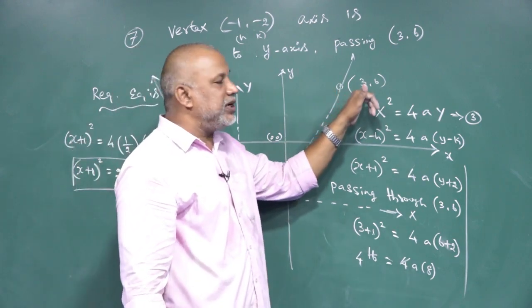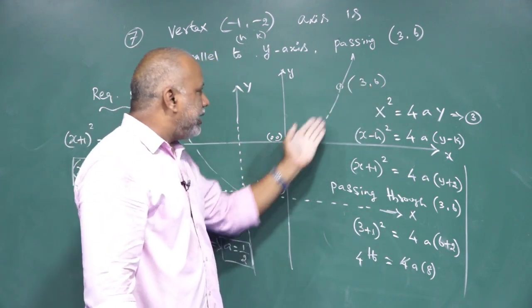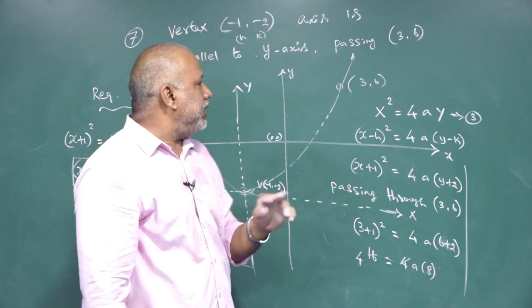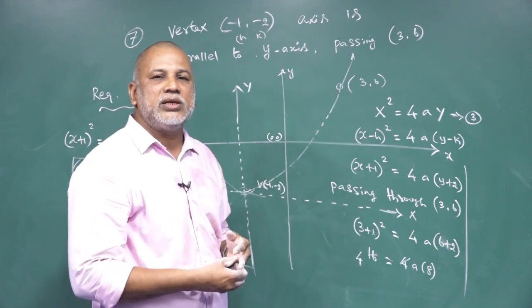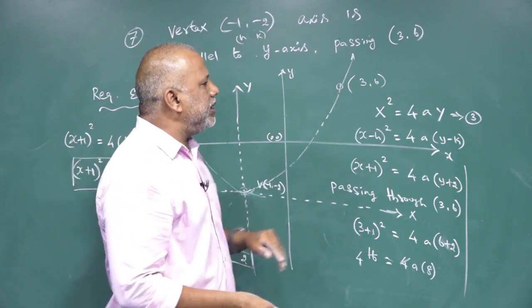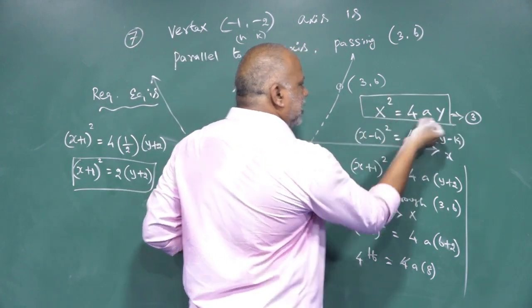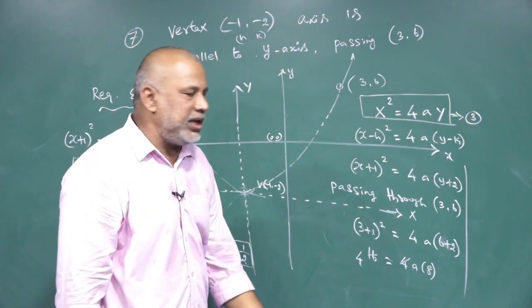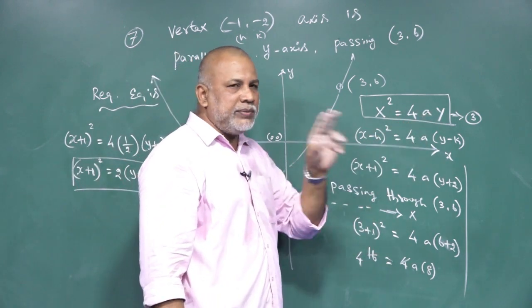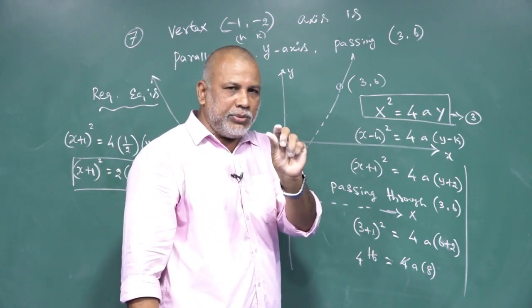But depends upon the point 3, 6. We are getting the type number 3 only. See, the type number 3 passing through 3, 6, then immediately you can get the idea. It is type number 3 parabola. Then the equation of type number 3 is x square equal to 4ay. Keep this in a very important area.